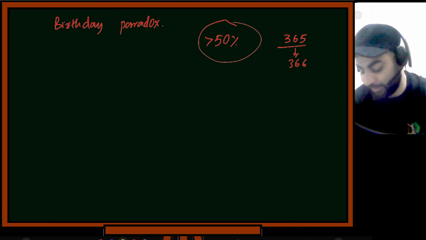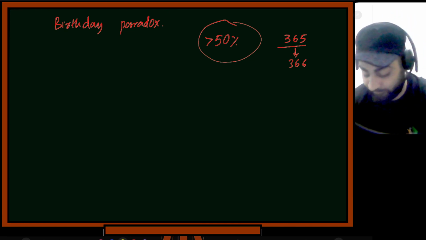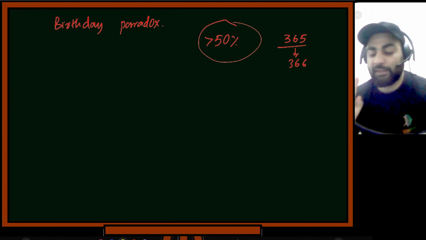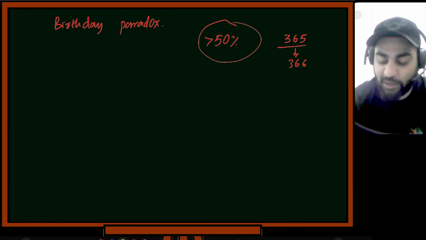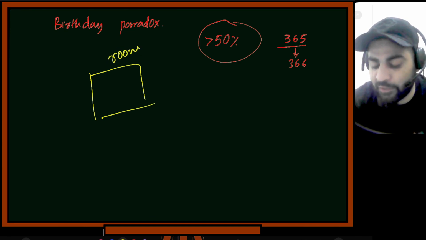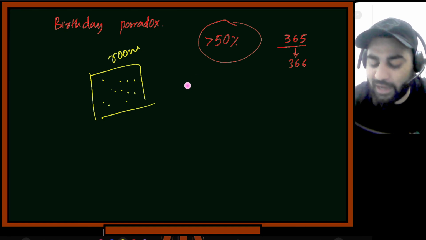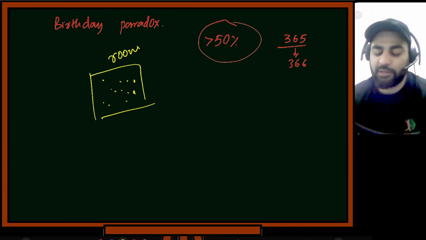Now again, please think about the problem. Did you understand the problem? Sir, can you please repeat the problem? The problem is like this. Let's suppose you have a room, and within the room I have some people. What I want to see is that at least one pair of people shares a birthday.